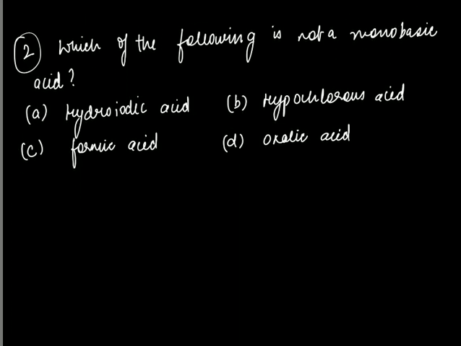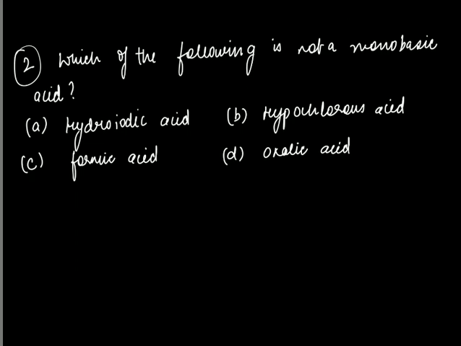Which of the following is not a monobasic acid? Now, what is a monobasic acid? A monobasic acid is one which has a basicity of one. Basicity is nothing but the number of replaceable H positive ions. So basicity is 1 over here, right? Let's write the formulas of all the options. Hydroiodic acid, that is HI. You can look at the formula: this has only one replaceable hydrogen, so it's monobasic.